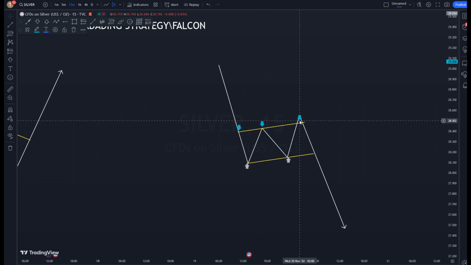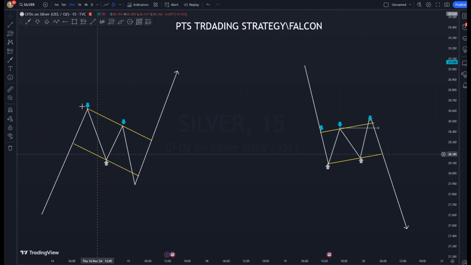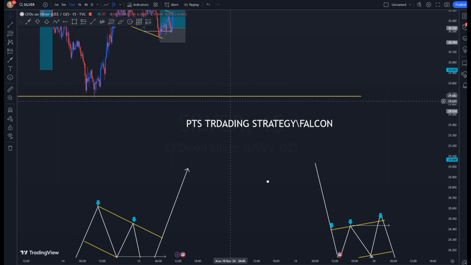So remember guys, we enter on our third touch, and then obviously I like to use what we call a takeout level, a level within a structure. So this higher right here is my takeout level. Same thing on a bearish trend, I use my takeout level, I wait for price to close above that takeout level.